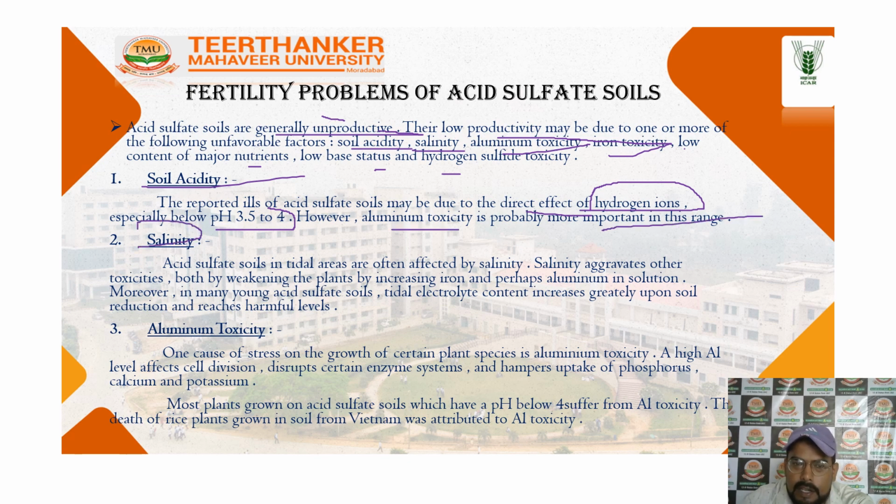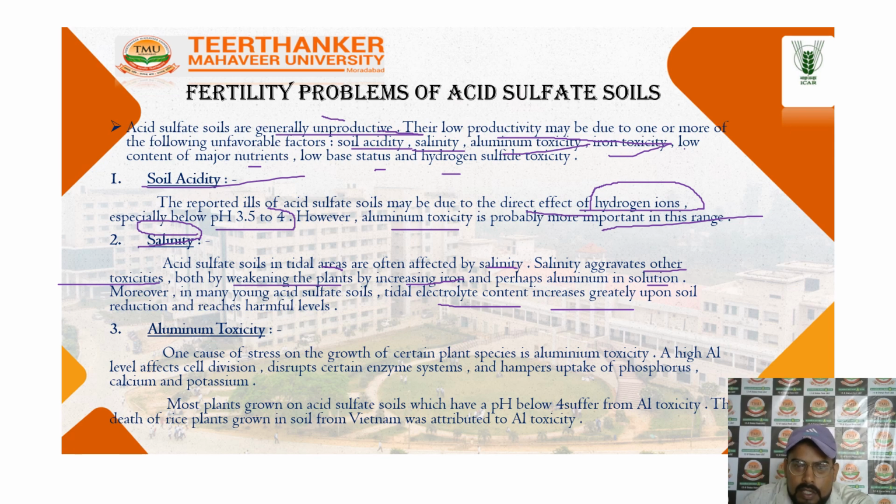Second is salinity. Acid sulfate soil has tidal effects, which affect salinity. Salinity aggravates other toxicities, weakening the plants and increasing iron and perhaps aluminum in solution. Moreover, in many acid sulfate soils the electrolyte content changes, reducing harmful levels because of the concentration in the soil.